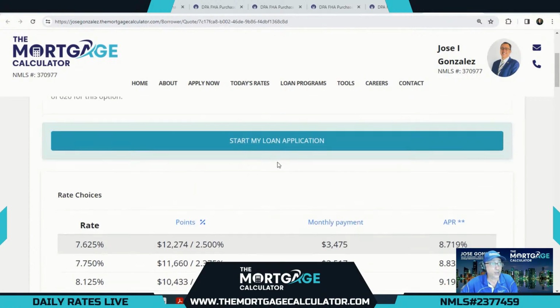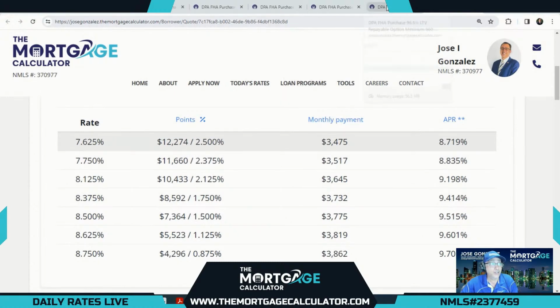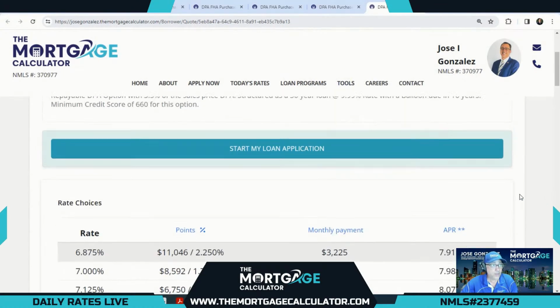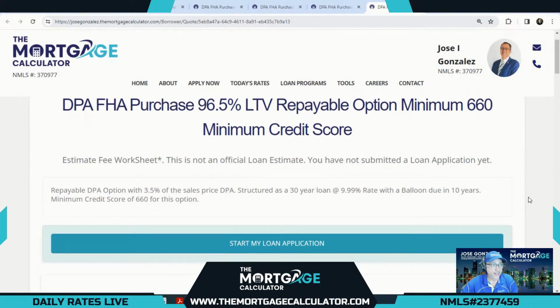So here, our forgivable option. Now, our repayable option, and let me keep this here because I'm going to click over to it in a minute. So now our repayable option is minimum 660 credit score, and again, 9.99% rate, structured as a 30-year loan, 9.99% rate with a balloon due in 10 years. So at the end of 10 years, if that loan hasn't been paid off, it's due. So that will probably be the time to refinance, if you haven't refinanced it already. And if they don't have the money, they'll probably want to refinance out of that loan.